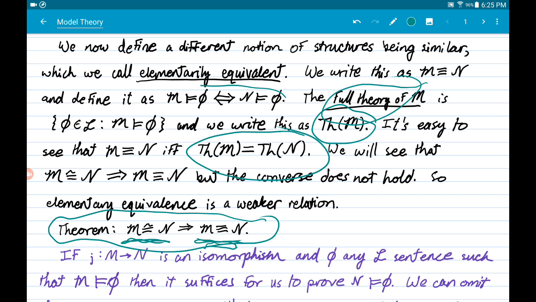If they satisfy the same sentences, you know, this is kind of a one-by-one way of saying it. For each sentence, one satisfies it if and only if the other one does. This is kind of taking everything all at once, but they say the same thing, that they satisfy the same sentences. So that's elementary equivalence, and we'll get into the theorem in the next video.